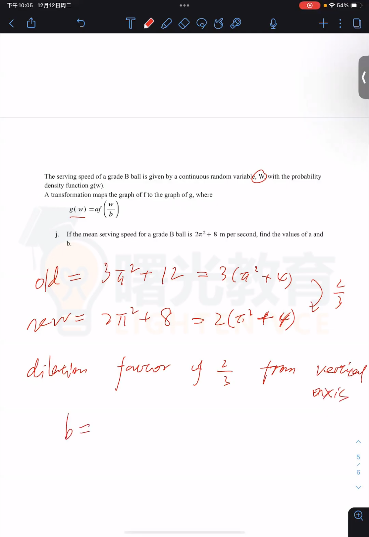So b is equal to 2/3, because once we're doing the dilation, we're using the variable divided by the dilation factor. Here we divide by b and the dilation factor is 2/3, so b is 2/3. And then, as the function area shouldn't change, we have to make sure that we maintain the same area. a is equal to the reciprocal of b, which is a equal to 3/2. This is the final answer, right?